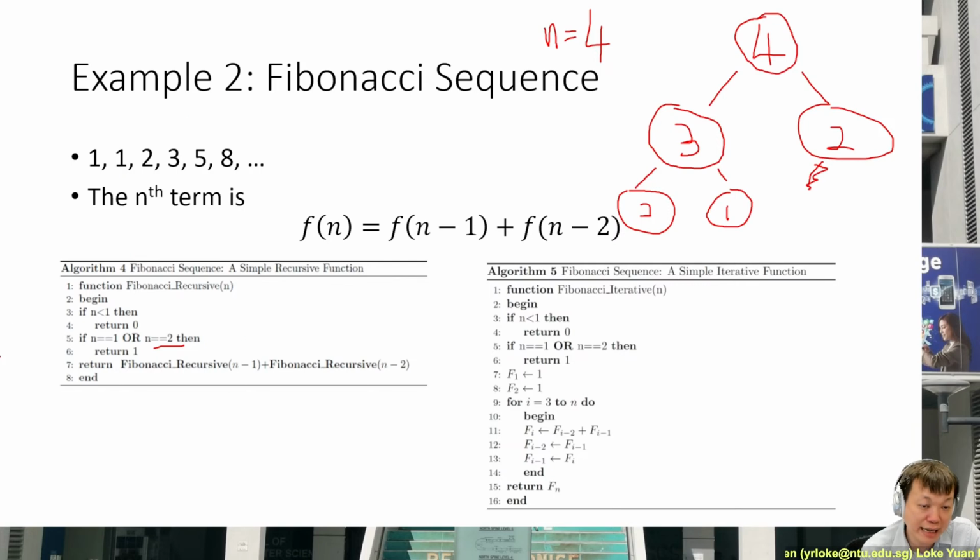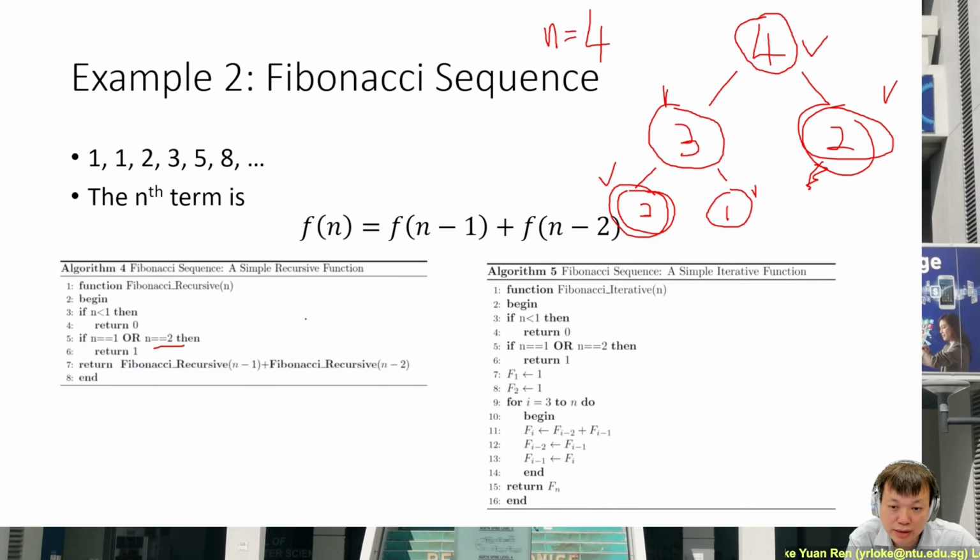So in that case, the total number of function calls you have done here is 1, 2, 3, 4, 5. You did 5 calls. And you notice that here you do 2 times. If your n is bigger, you will find that you repeatedly call the same function with the same input and run the same call multiple times. The larger the number, the more time it will take.